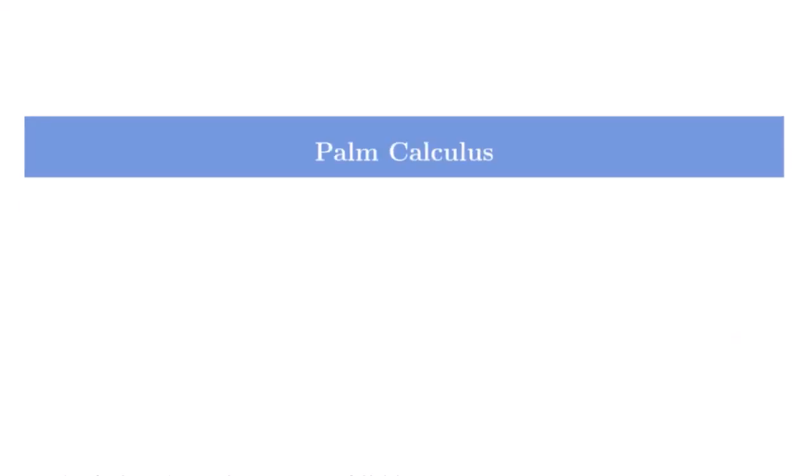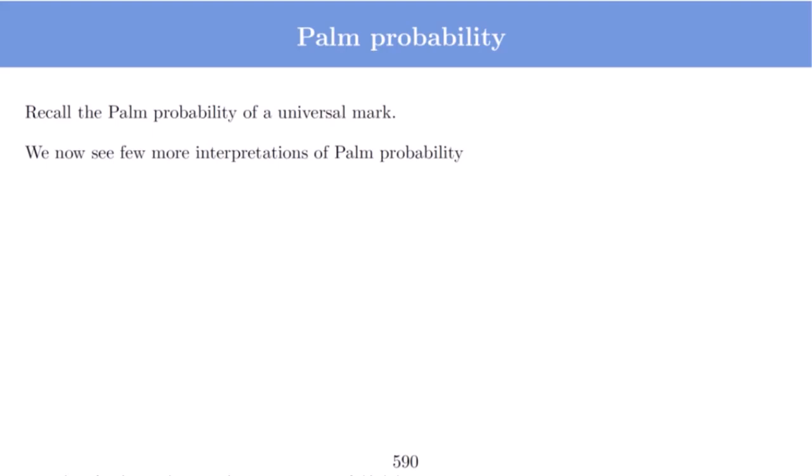Okay, so now we will start with palm calculus. We have talked about palm probability in the past. Recall, if we have any marked point process, then the distribution of the mark of any point can be seen as a palm probability, because you need to first condition on the location of the point, that there is a point there, and then you can talk about the mark of it. Without the point, there is no mark.